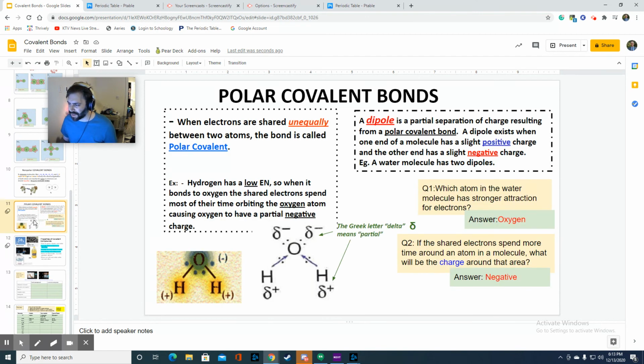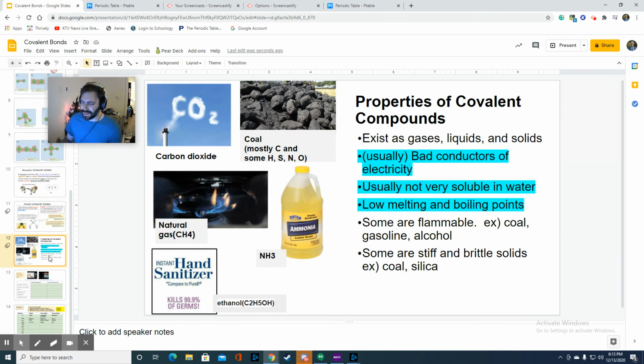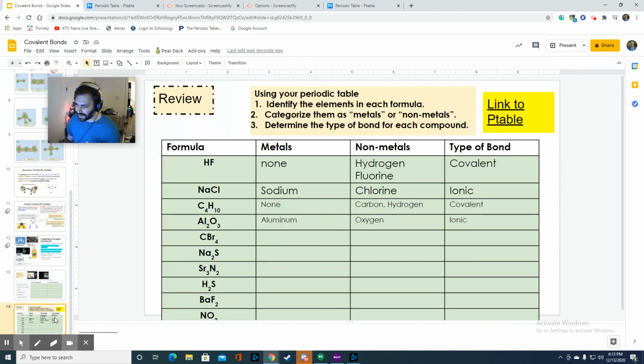Polar covalent bonds, electrons are shared unequally. We got some properties. They're pretty much the opposites of ionic bonds. Bad conductors of electricity. They're not very soluble in water. They have low melting points and low boiling points. And you can see they're made up of nonmetals.